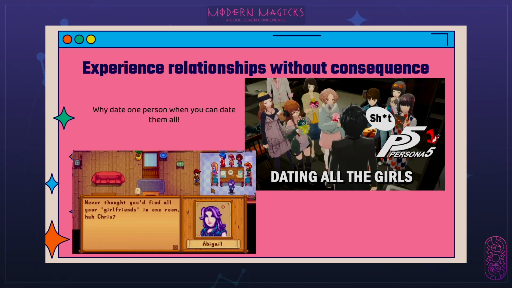Unlike in real life, where there's no save or reload button, in games, you're able to do whatever you want, more or less. And both of these pictures show how the relationships have no consequences. If you end up romancing all of the romanceable options, they get mad at you, but at the same time, you can always just reload your saves.